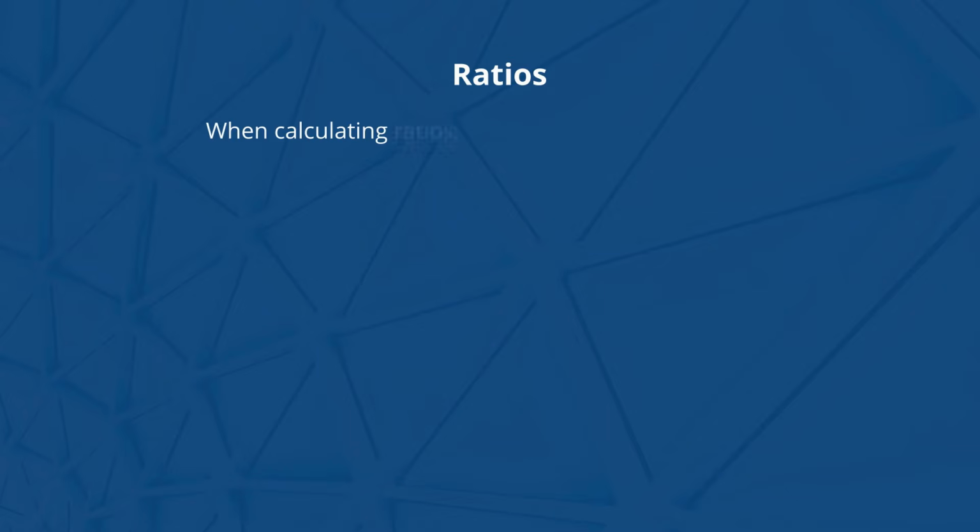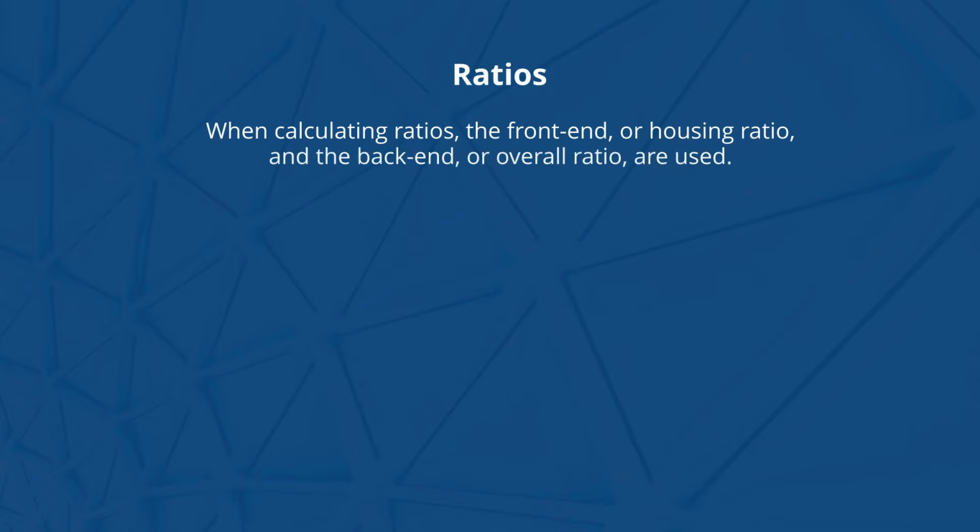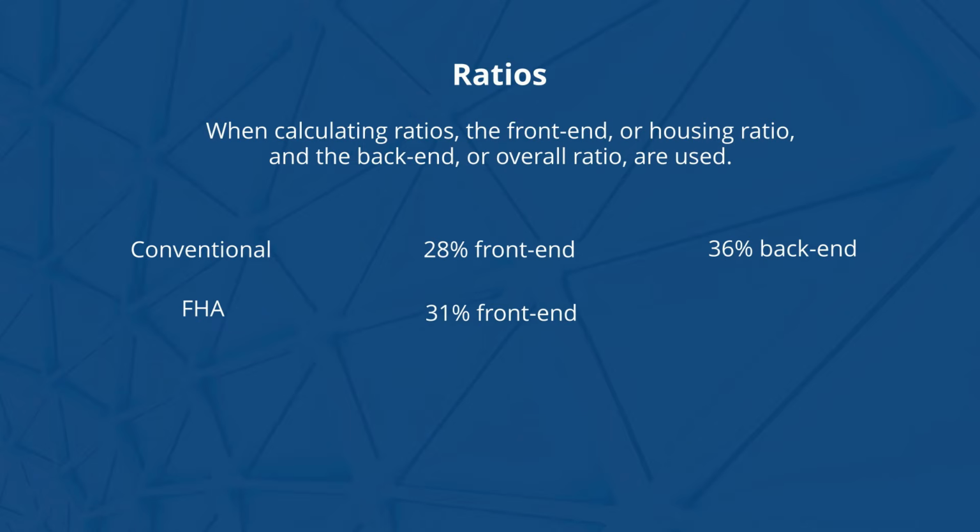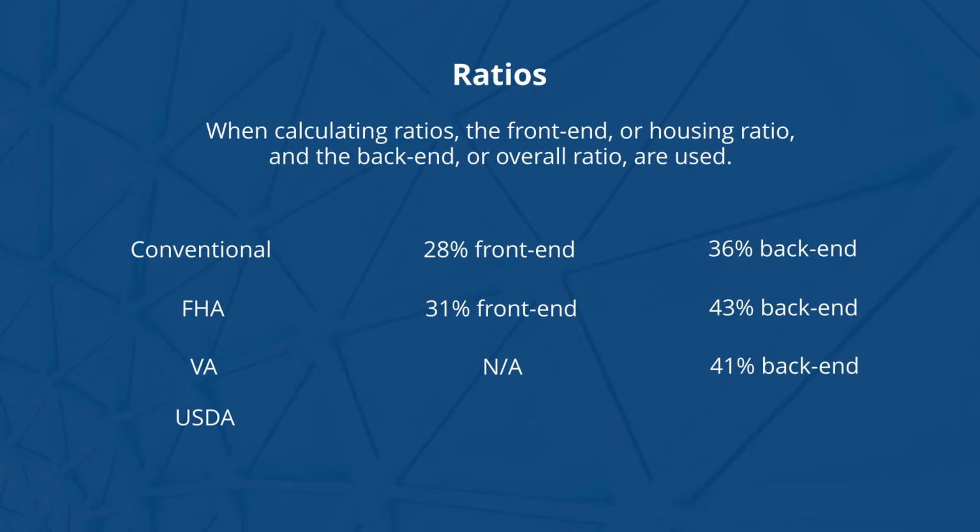Ratios. When calculating ratios, the front end or housing ratio and the back end or overall ratio are used. Each of the agency products all have different ratios to qualify the loan. Conventional ratios are 28% front end and 36% back end. FHA ratios are 31% front end, 43% back end. VA has a back-end DTI of 41% with residual income calculation. USDA ratios are 29% front-end, 41% back-end.